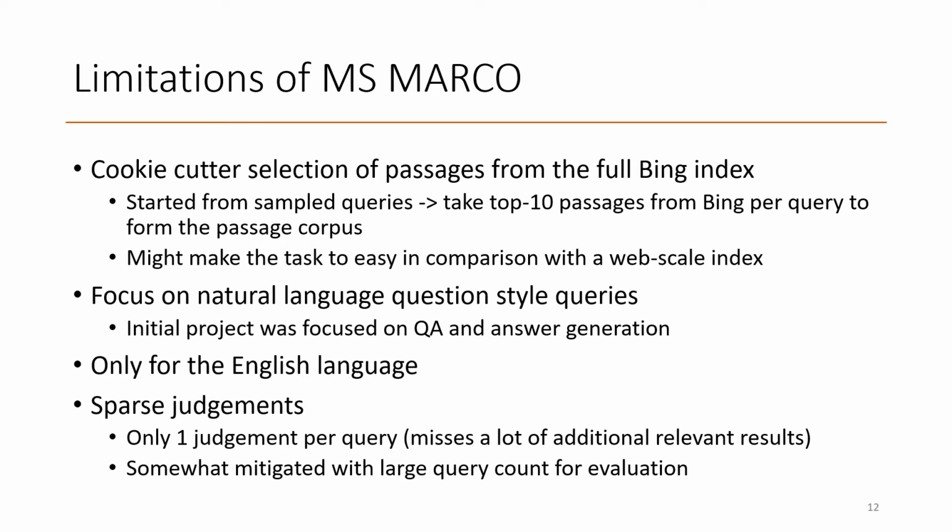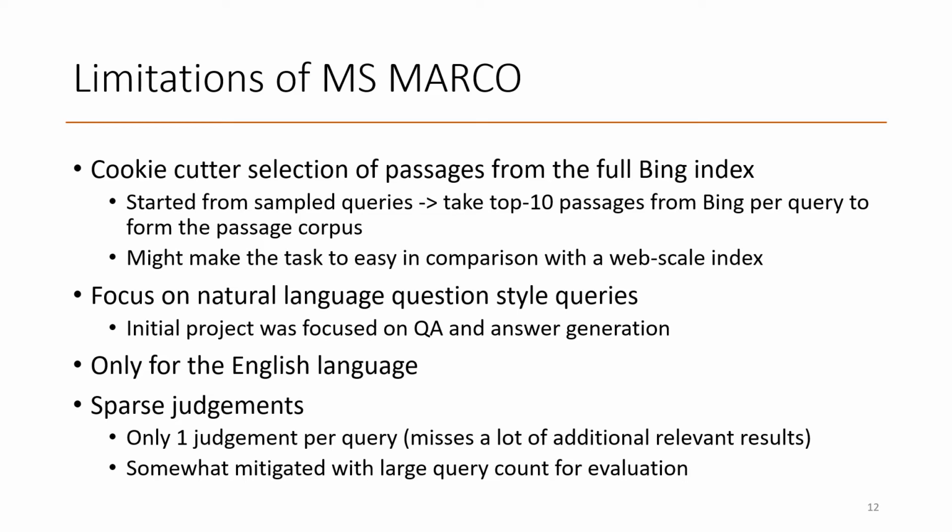I also want to mention that MS Marco does have limitations and we should be aware of them. The way the MS Marco passages were sampled from the Bing index is we start with queries and then take the top 10 passages for each of those queries from Bing to create the passage corpus, which might make the task easier in comparison to a web-scale index that does not have those cookie-cutter selections around the queries. And the focus is on natural language question-style queries because the initial project was focused on this QA task. So it's not perfectly representative of a web search task. And it's only for the English language, so we don't have other language data in MS Marco.